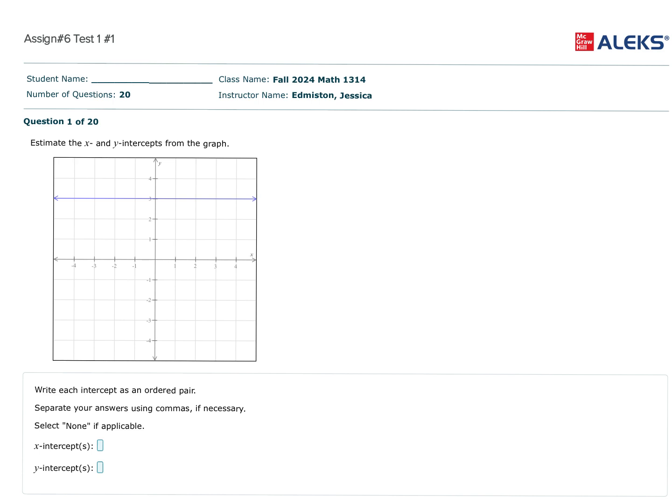All right, it says estimate the x and y intercepts from the graph, but we can see that the graph is up here. As far as my x-intercepts go, which I'm going to highlight in red for you, it's where it touches the x-axis, right? And there, it's not touching it at all. So this would be none.